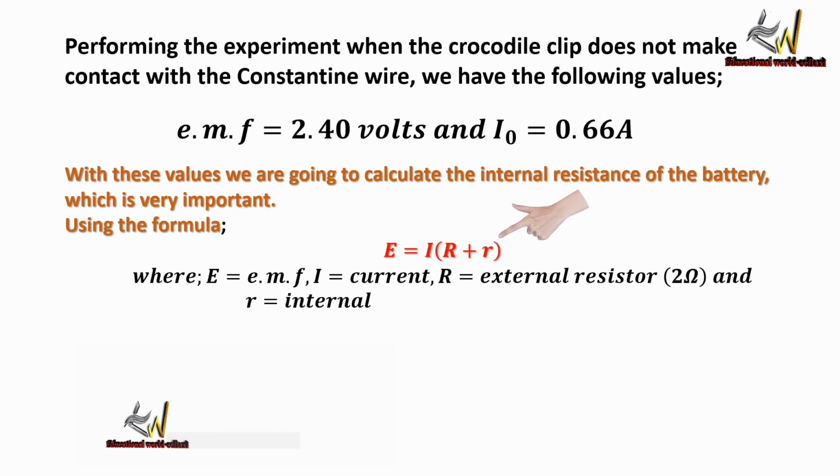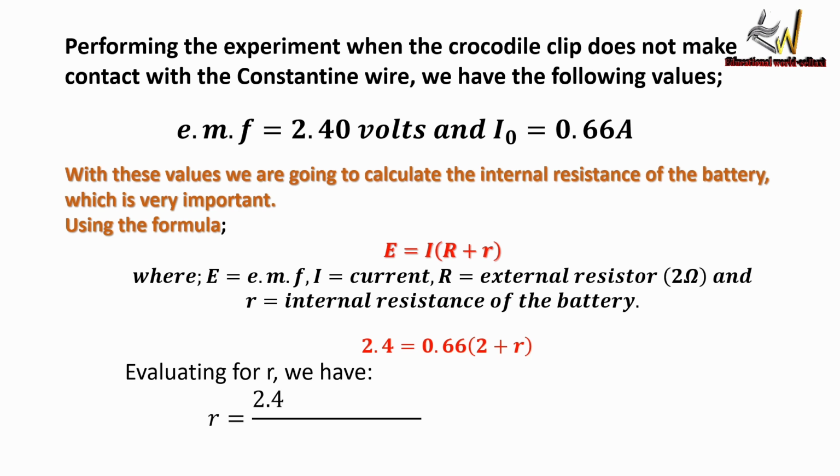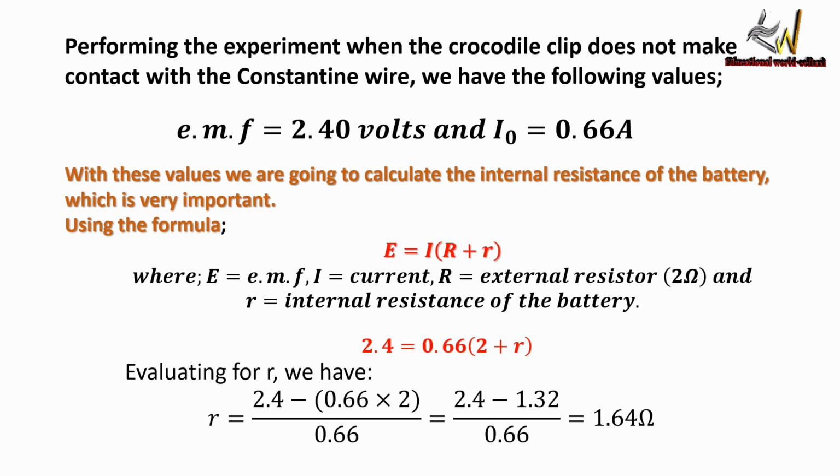In the formula, capital E is the EMF of the battery, I is the current, R is the external resistor, that's the 2 ohm resistor, and small r is the internal resistance of the battery. We substitute these values to find the internal resistance. Substituting where necessary and simplifying, the internal resistance of the battery is 1.64 ohms. So we take it down. It is very important and we'll be using it.